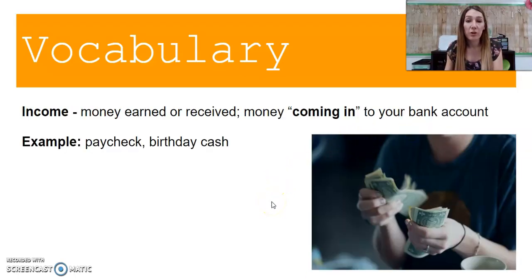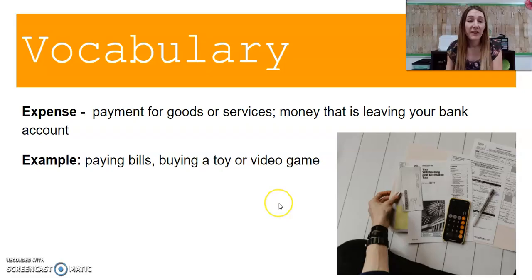Income is money earned or received, money coming in, income coming in to your bank account. For example, paycheck, birthday money. Expenses is a payment for goods or services, money that is leaving your account. For example, paying bills or buying a toy or video game.